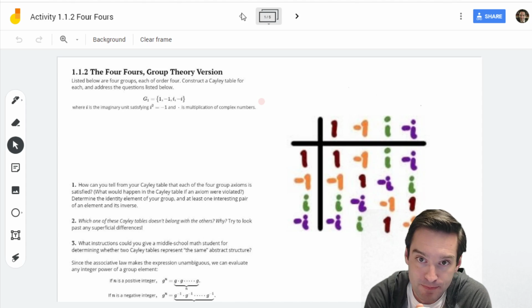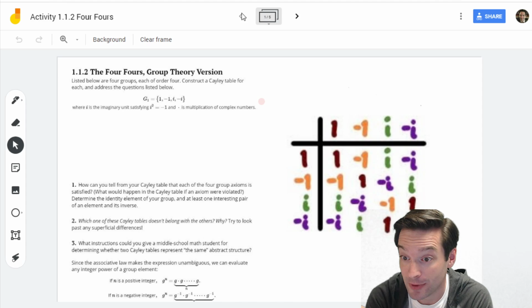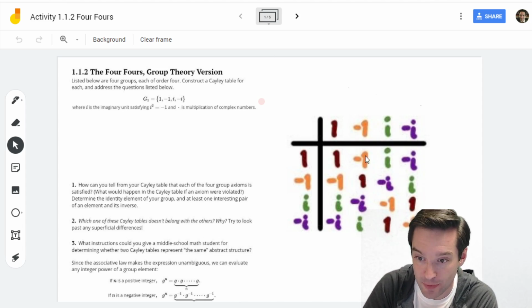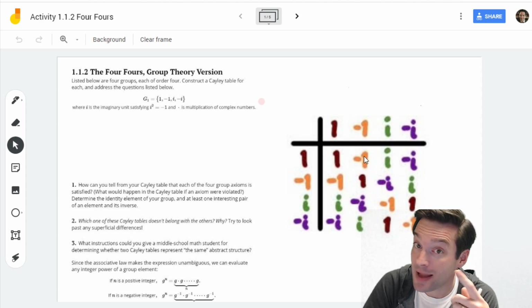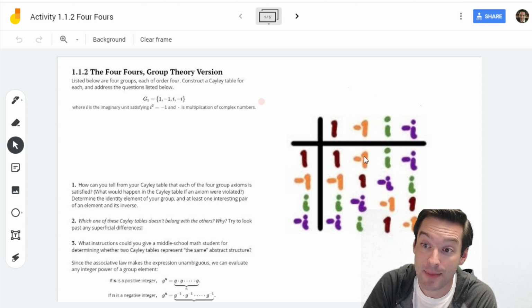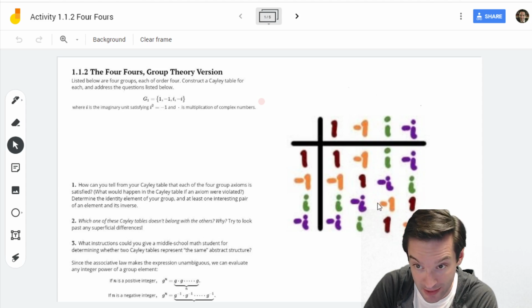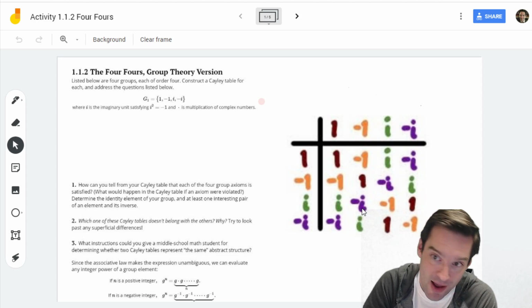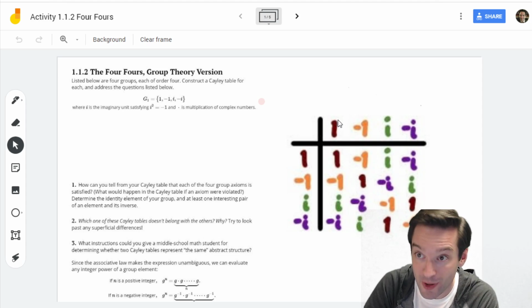On the other hand, if I take I, for example, and I multiply it by itself, I times I is going to give me -1. And then if I multiply by another power of I, -1 times I is going to give me -I. If I multiply that by another I, -I times I is going to give me +1.